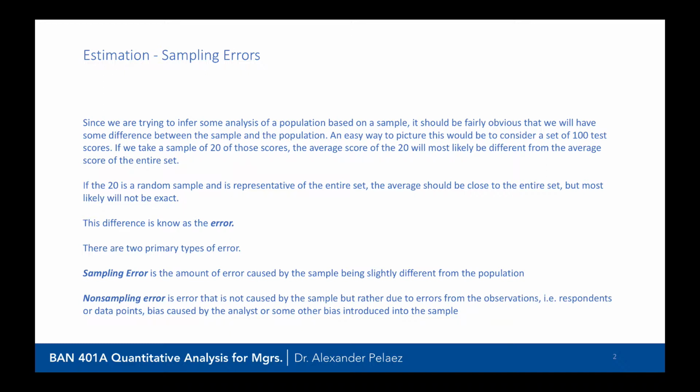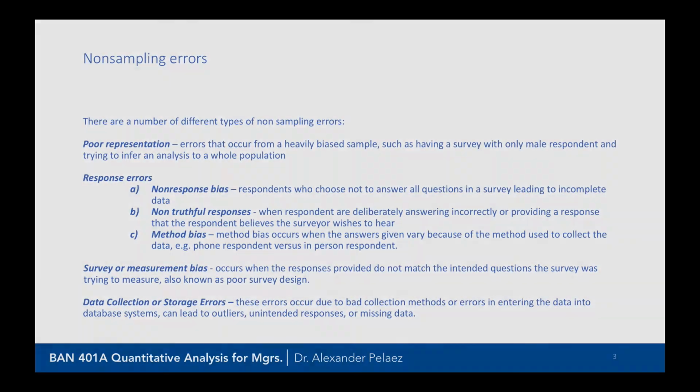We take our sample, and the difference in our mean, for example, is just slightly off from the population. There's nothing wrong with the sample, it is representative, and everything else that we did was fine, and it's just a random chance of being off. The non-sampling error is caused not by the sample, but rather by errors due to the observations, such as the respondents themselves, or data points, bias caused by the analyst, or some other bias that's introduced into our sample.